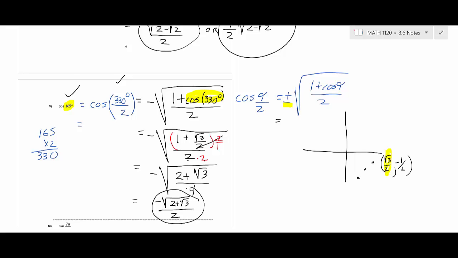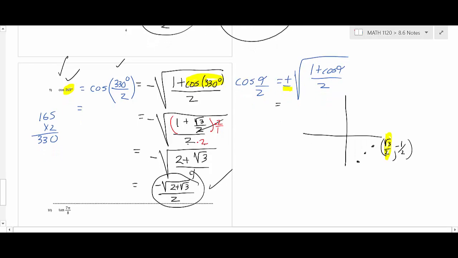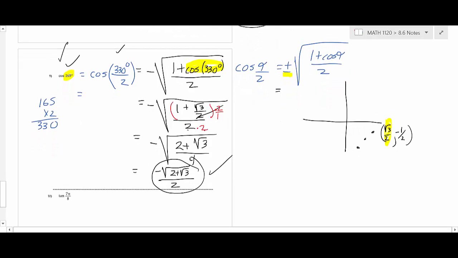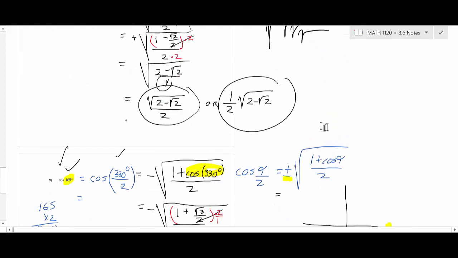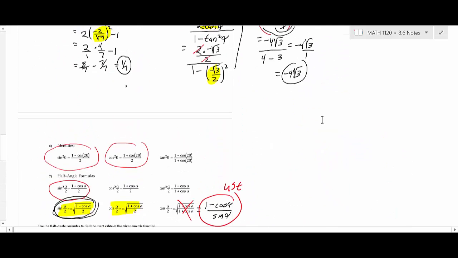That's also a problem that could be verified on your calculator. You could take the cosine of 165. You could put that expression in your calculator, and it'll give you the correct answer in decimals. So it can be verified that way. Is there any questions with that? Everybody following along okay? All right, now we're going to do a tangent. I just want to do one of each.